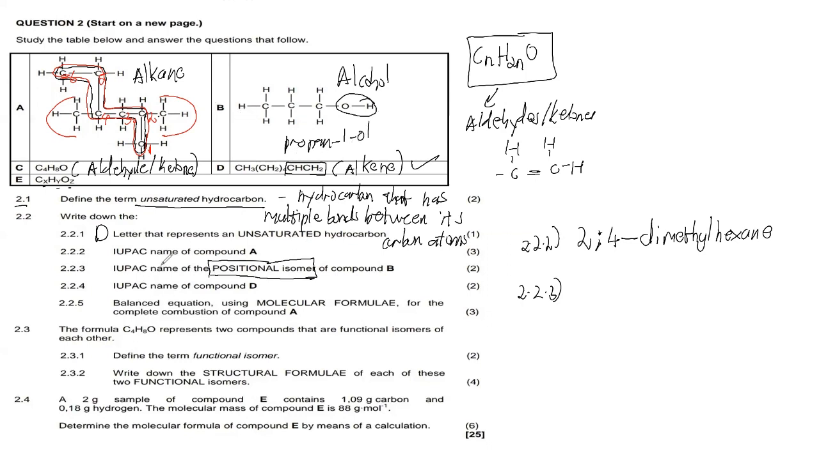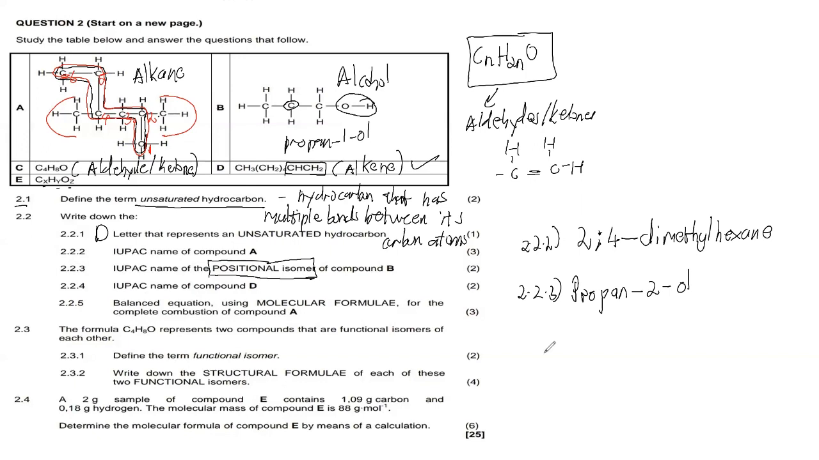But now we are looking for the IUPAC name of the positional isomer. How do we make a positional isomer out of propan-1-ol? We only need to shift the position of the functional group. We shift the position of the hydroxyl group. We take it from position number 1 and put it in position number 2. Now the IUPAC name of the positional isomer will be propan-2-ol. Propan-2-ol, right? And that is for 2 marks.